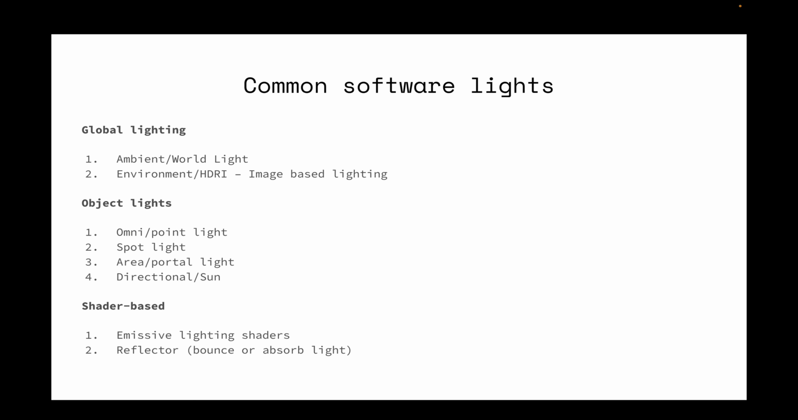And the second category is object lights. Object lights can refer to omni, point, area, and directional lights, and I'll go over more about what these do in the demo.